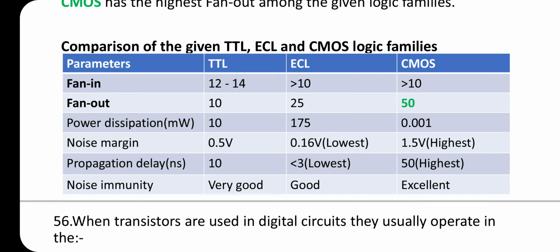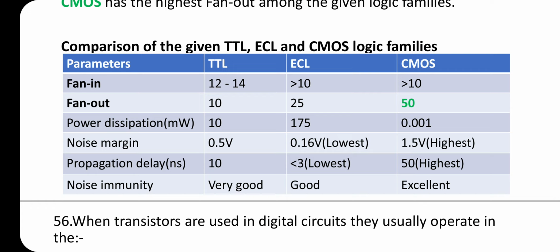Out of TTL, ECL and CMOS, CMOS has the highest fan out. Power dissipation in milliwatt: for TTL it is 10, for ECL it is 175, for CMOS it is 0.001. Noise margin: for TTL it is 0.5 volt, for ECL it is 0.16 volt which is lowest, for CMOS it is 1.5 volt which is highest.